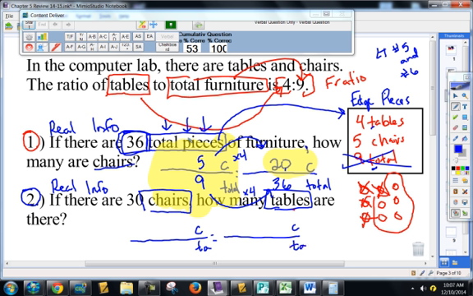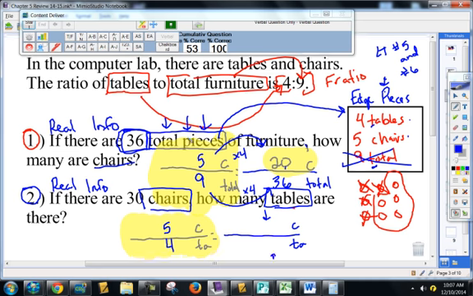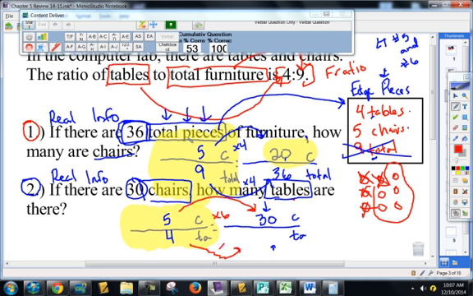This ratio on the left is my fake ratio, as I've been saying. That always comes from up here in your edge pieces. I know the ratio of chairs to tables is 5 to 4. And then I just fill in one of these two. I'm either going to know the number of chairs or I'm going to know the number of tables. Okay? And they gave me 30 chairs. So I say, okay, well, what am I doing to my number of chairs? Times it by 6. What do I have to do to my number of tables? And that's going to give me 24 tables.